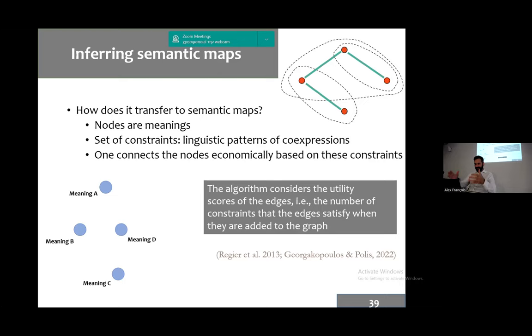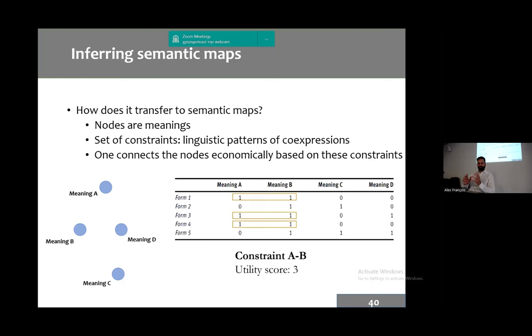So the higher the utility score, the more important the edge is for the graph, which means that this edge should be there. If the utility score of an edge is very low, then the chances are that we might delete this edge. So let's see how we do that.